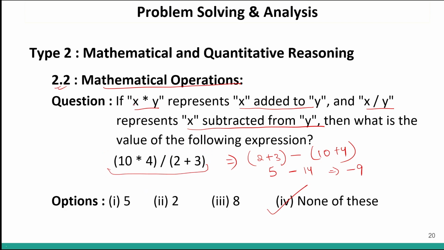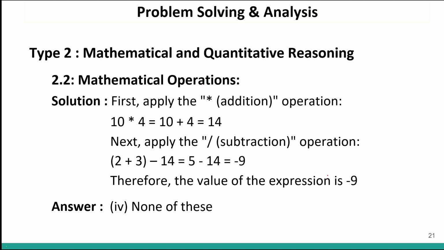Now we were given that x into y means that x is added to y. So instead of the into sign, we will put the addition sign. Then it was given to us, let's say this is element x and this is element y, that x divided by y means x is subtracted from y. That means y minus x. So if I write y minus x, I will write 2 plus 3 minus 10 plus 4, correct? So this will be 5, this will be 14, and the answer will be minus 9, which is none of these. Okay, so here is the solution.